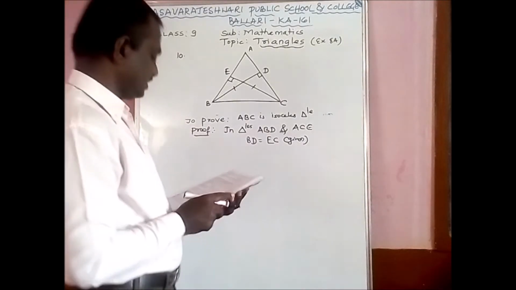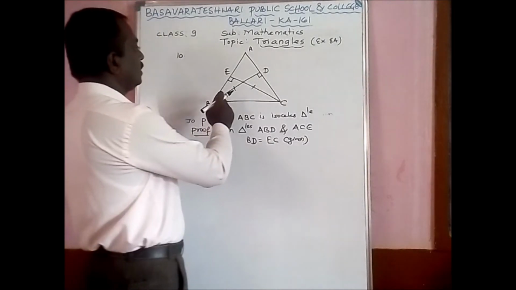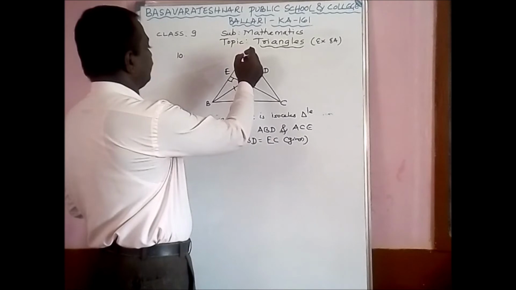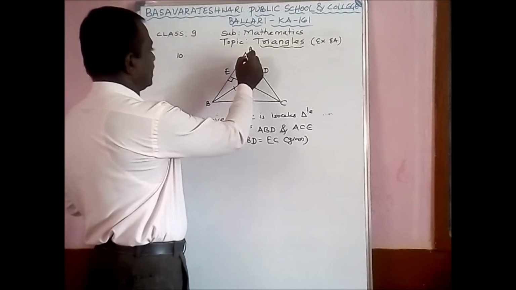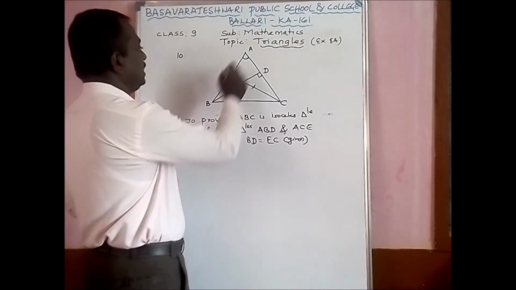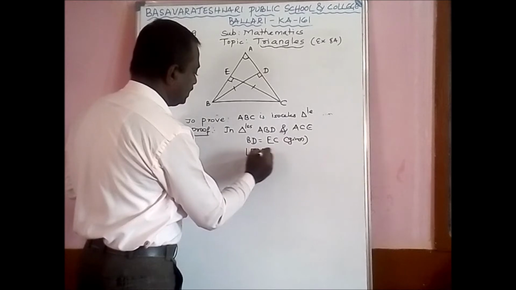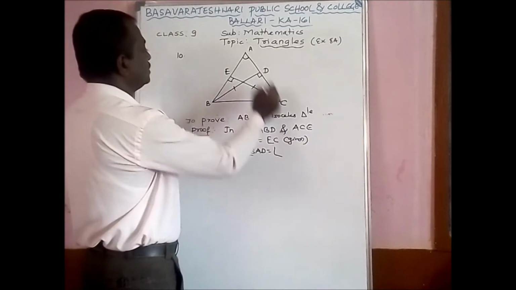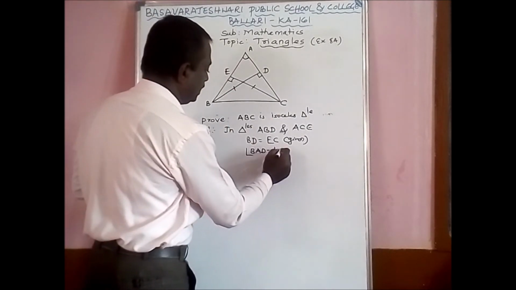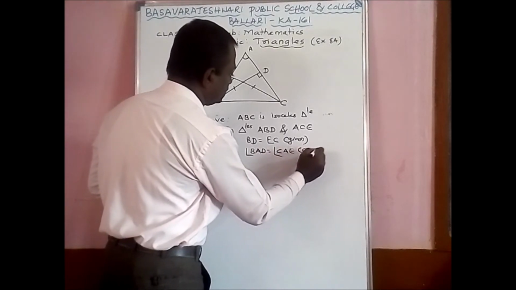One more thing we can say: BD is equal to AC. And one angle is common for both the triangles. Which angle is common for both the triangles? Angle BAD is equal to angle CAE. It is common.